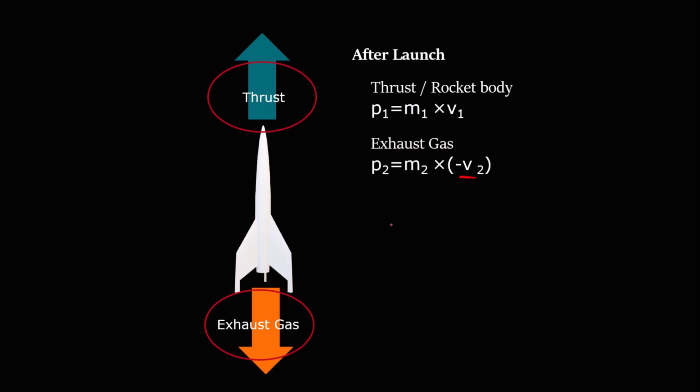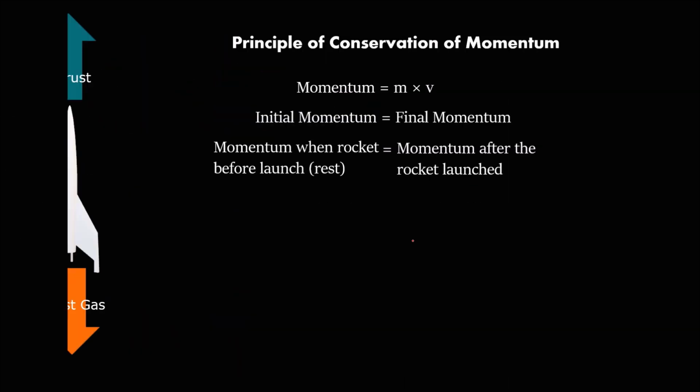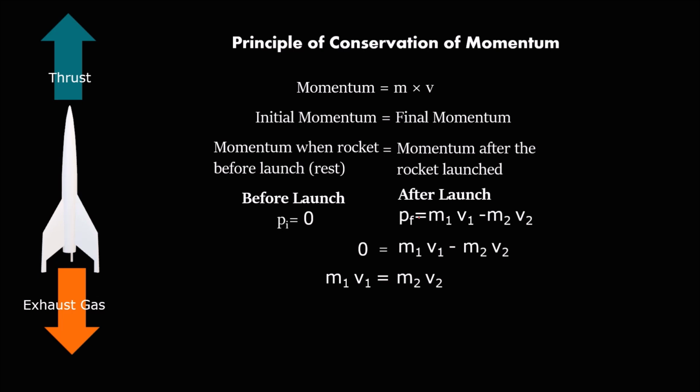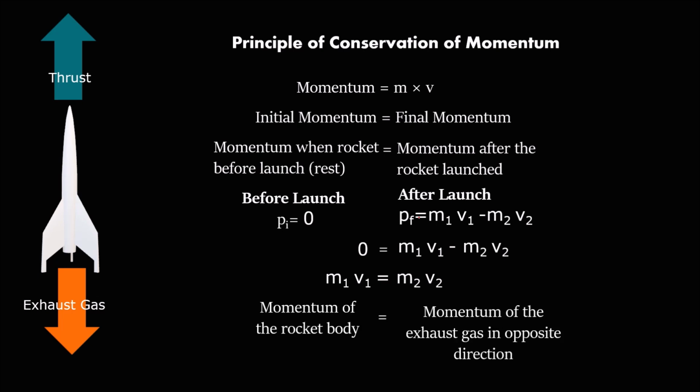So my total final momentum is going to be M1 V1 minus M2 V2. Going back to the equation, before launch our momentum is equal to 0, and after launch our momentum is equal to M1 V1 minus M2 V2. Equating both of them, we get 0 equals M1 V1 minus M2 V2. If you rearrange, you get M1 V1 equals M2 V2, which simply translates to the momentum of the rocket body being equal to the momentum of the exhaust gas in the opposite direction. Okay, I think this is clear.